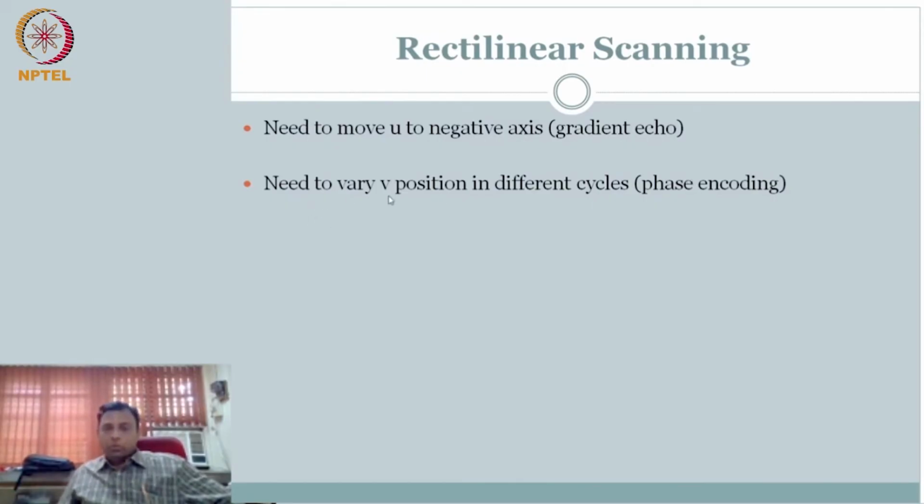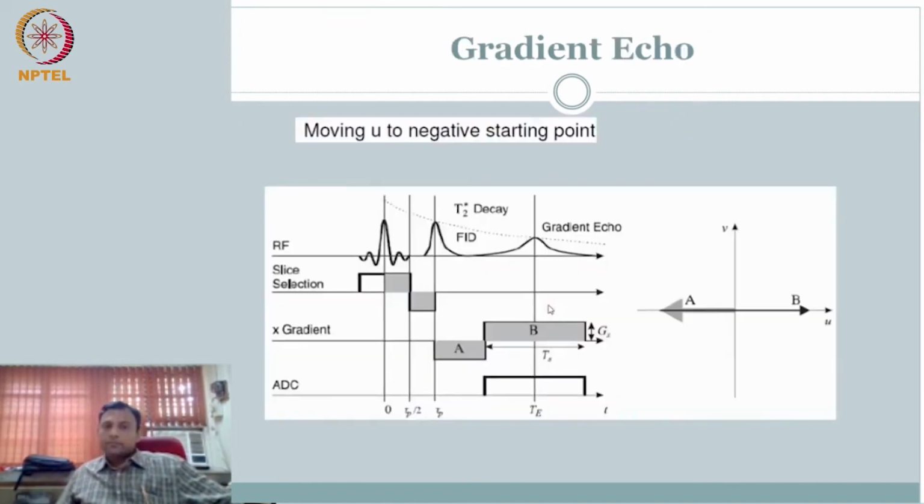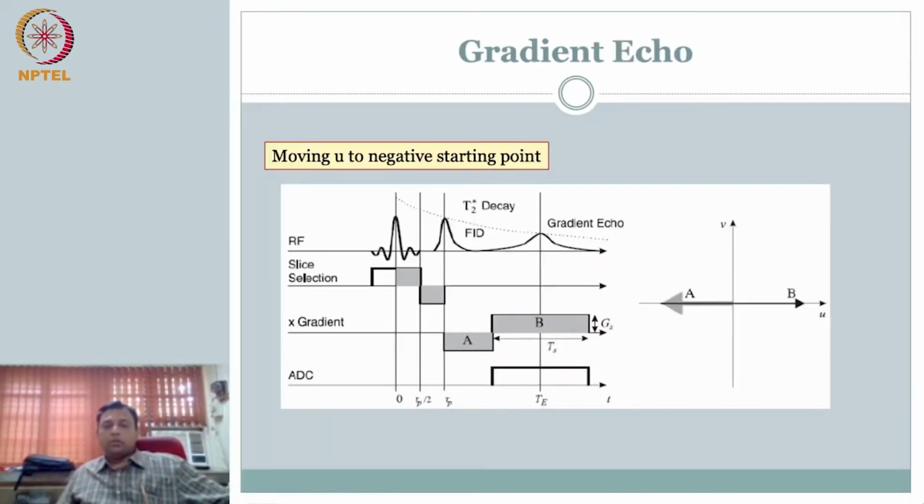Likewise, we need to move along the V position, right? There we will call it what is called as phase encoding. Okay. So let's start to understand how you do a gradient echo, or how you move the starting point to the negative U axis.